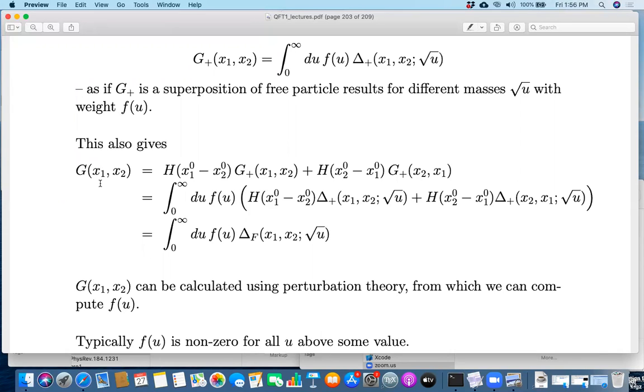That's not very difficult because G of x1, x2 is given in terms of G plus. It's a step function, theta of x1 naught minus x2 naught, times G plus of x1, x2, plus theta of x2 naught minus x1 naught, times G plus of x2, x1.